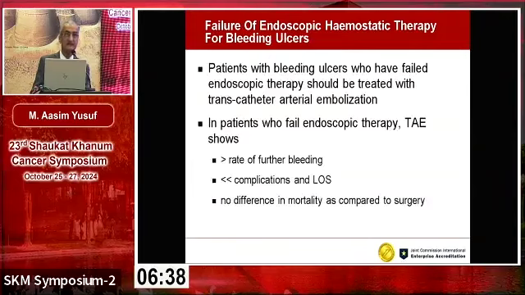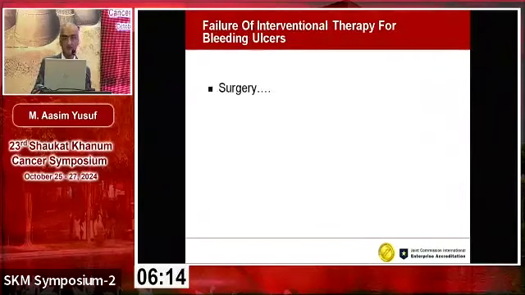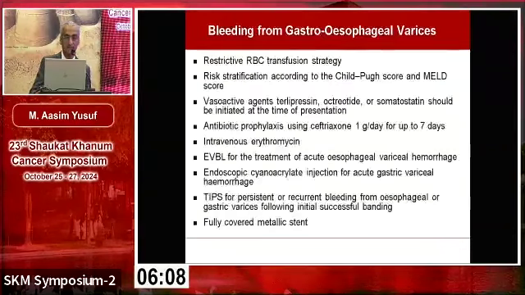Obviously, if they have failed that second attempt as well, then the next step is an interventional radiology procedure. And in these patients, it has been shown that embolization, while again associated with an increased risk of further bleeding compared to surgery, has much fewer complications, shorter length of stay, and no increase in mortality as compared to surgery. So surgery is the third option for intervention in patients who have recalcitrant or difficult to control bleeding.